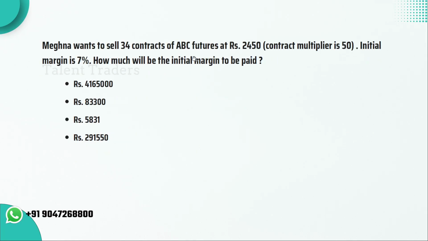So here, 34 contracts of ABC future and contract multiplier 50, initial margin. If they are asking about the initial margin, we calculate it based on the total contract value. So how do we find the contract value? First we need to calculate the contract value. Contract value is nothing but the price of the stock multiplied by the lot size. To solve this easily, 2450 is the price and 50 is the lot size.